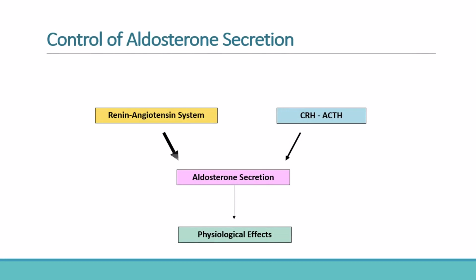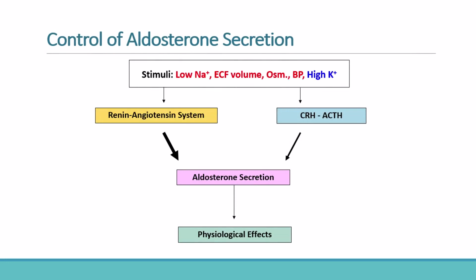Aldosterone secretion is regulated mainly by the renin-angiotensin system and serum potassium levels. Low sodium, reduced extracellular fluid volume, hypotension, and hyperkalemia stimulate aldosterone release. ACTH contributes minimally compared with the renin-angiotensin system.